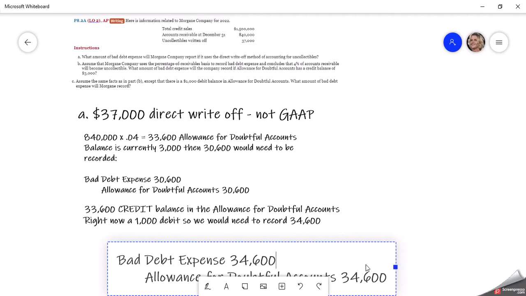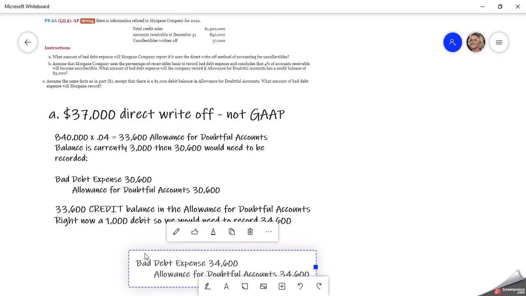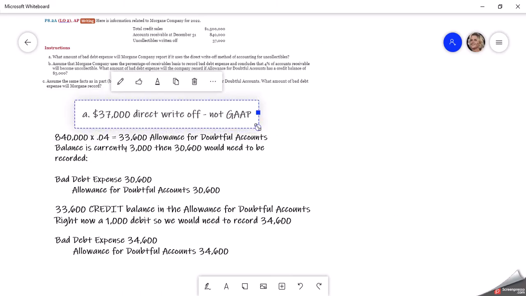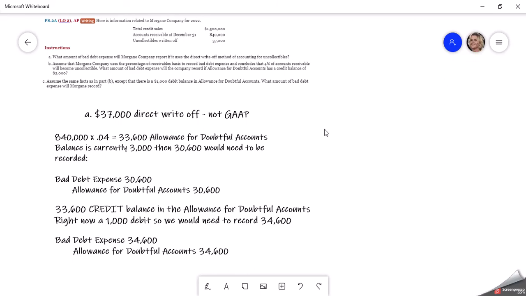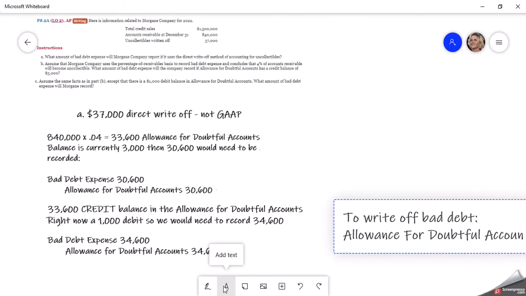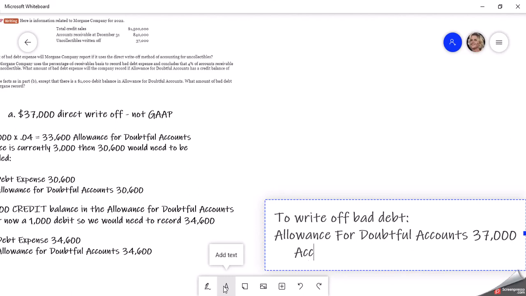Okay, then it doesn't ask us to do this, but what we would do is, if we were to then write those uncollectible accounts off, we would debit the allowance for doubtful accounts for the $37,000, and then we would credit accounts receivable.